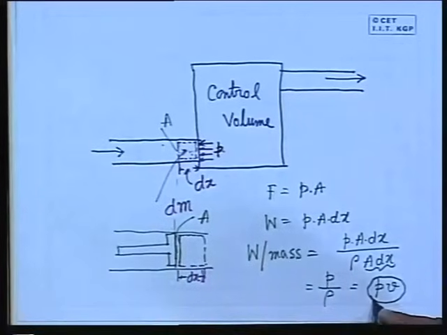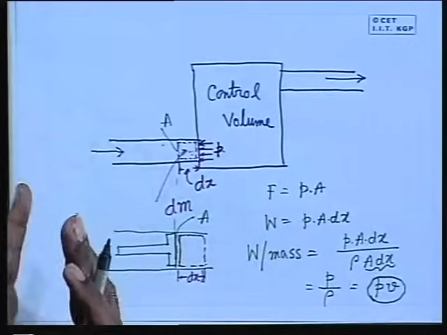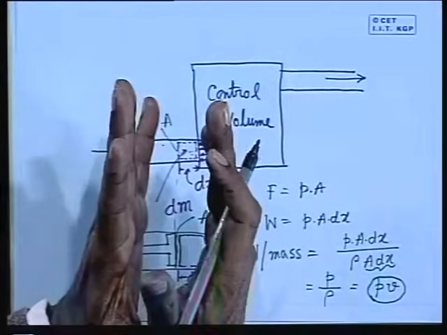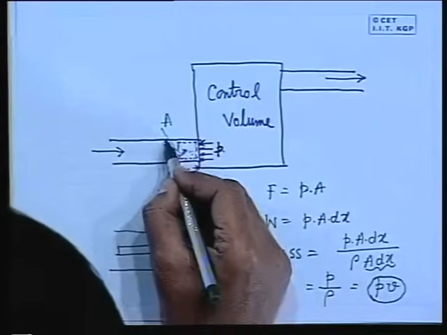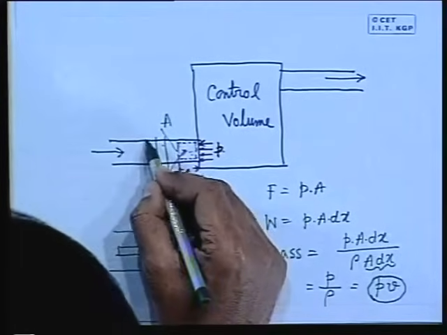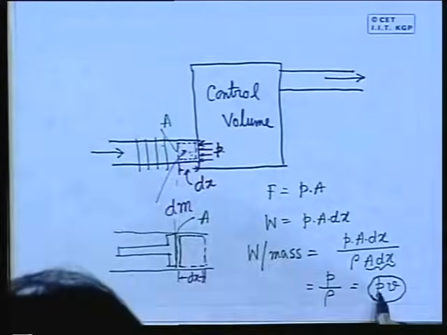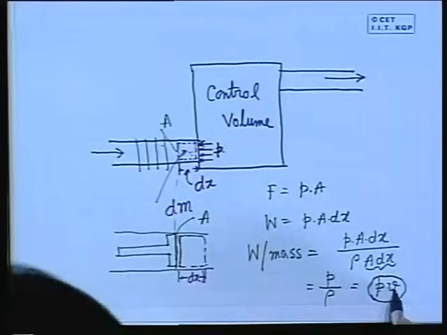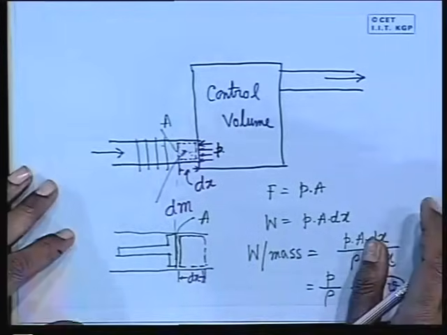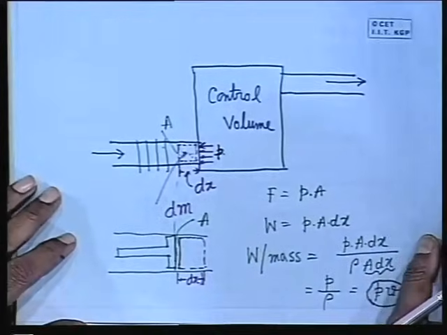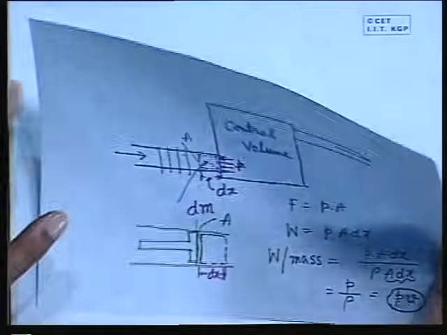That means the definition of flow work is the work that is required to push a certain amount of fluid across a section in a flow process or in a control volume. And if in the limiting case dx tends to 0, we can define the flow work per unit mass at each and every section, because these are point functions. So this is the expression of flow work. All right.